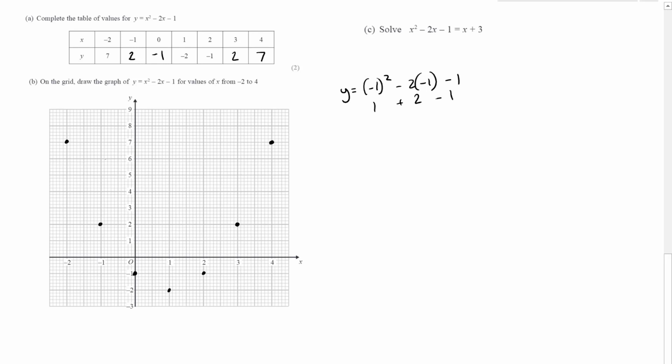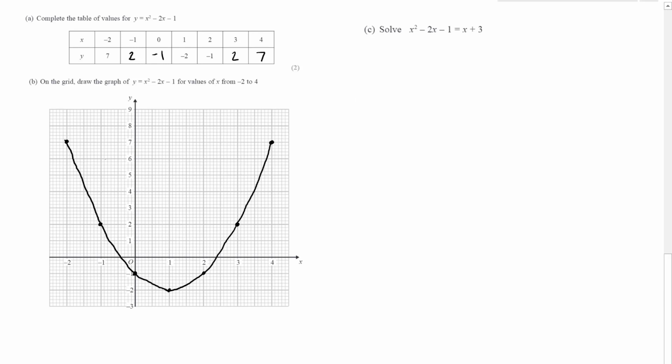So this is our drawing, and then we're just going to join up the dots, again being as careful as possible, trying to make sure we get a smooth graph that's going to go through all of these and curve at this bottom point here and go back up to there. So that's our quadratic graph.